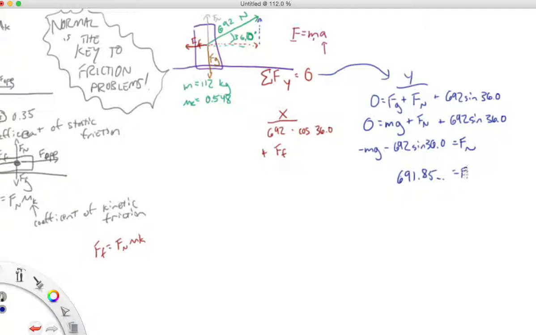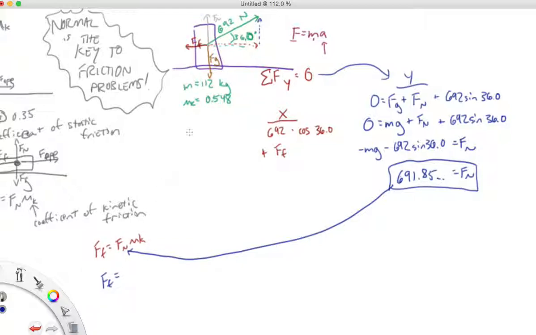That equals Fn. Now I'm going to take this right here and plug it into this formula right here to get friction. I plug that in, multiply that, and my frictional force is going to be, I think I'm reading this right, 378.59, blah, blah, blah. That's my force in newtons.